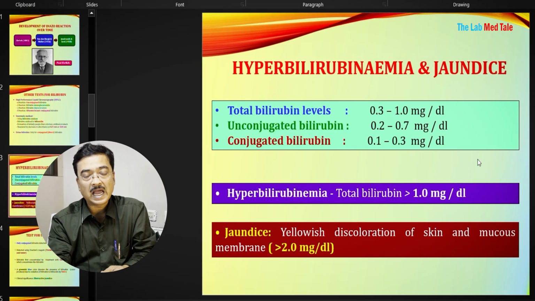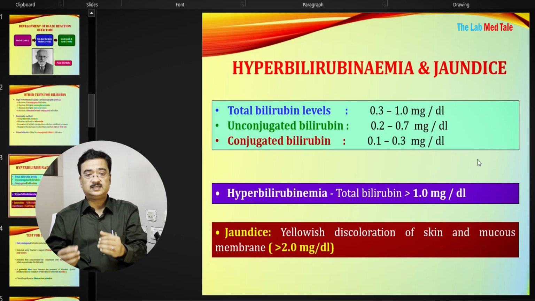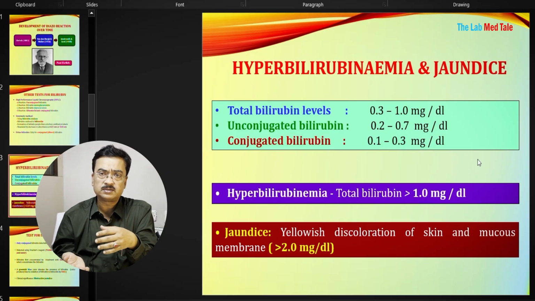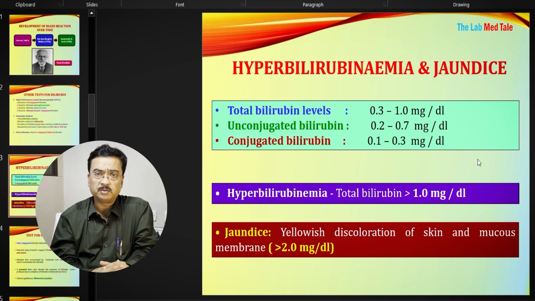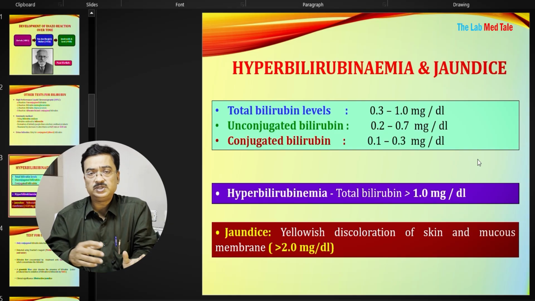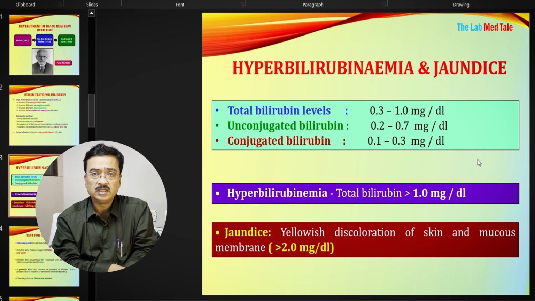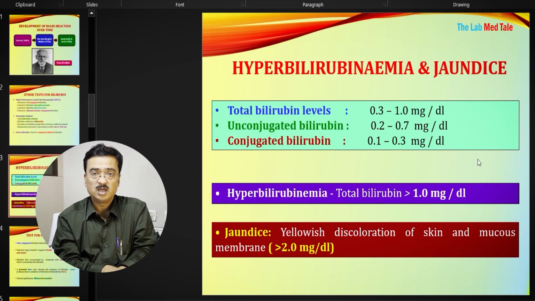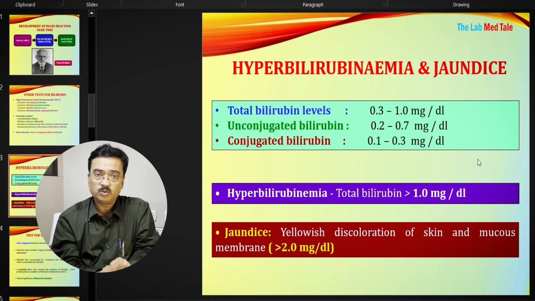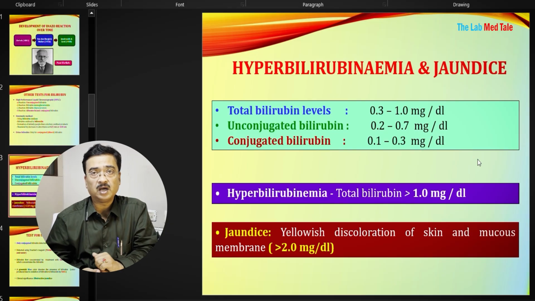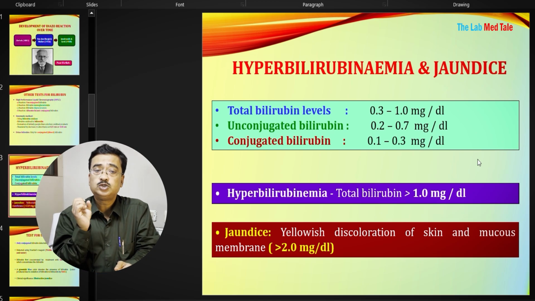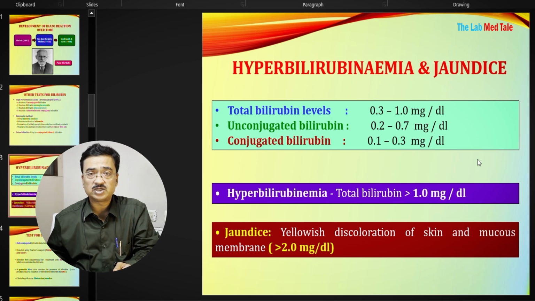What is called hyperbilirubinemia and jaundice? Jaundice does not tell about hyperbilirubinemia. Jaundice refers to yellow discoloration of the skin. Usually, the normal level of bilirubin is 0.3 to 1. So whenever it goes above 1, we call it hyperbilirubinemia. But it may or may not be evident as coloration of the skin. So jaundice means yellowish coloration of the skin.